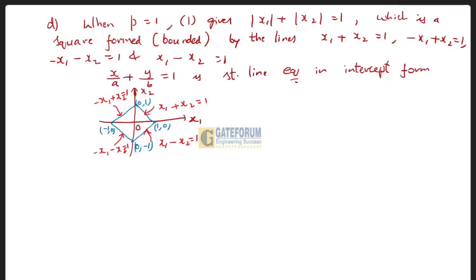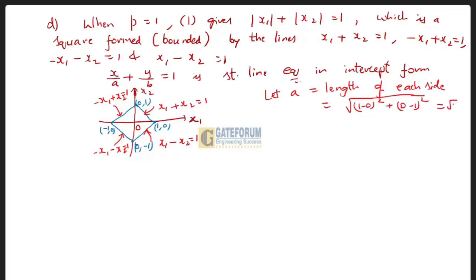Square of its length, side square, that is a square. Or diagonal square by 2, where d is the distance between two opposite vertices, which is the diagonal. So let a be the length of each side. So 1 minus 0 whole square plus 0 minus 1 whole square, the root is root 2.